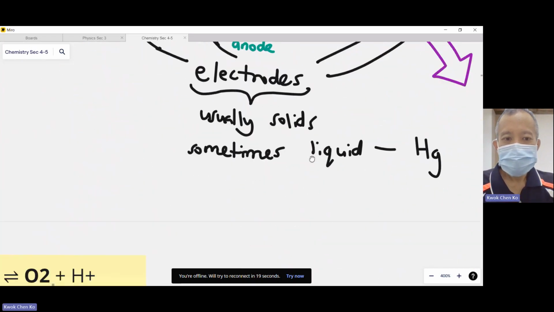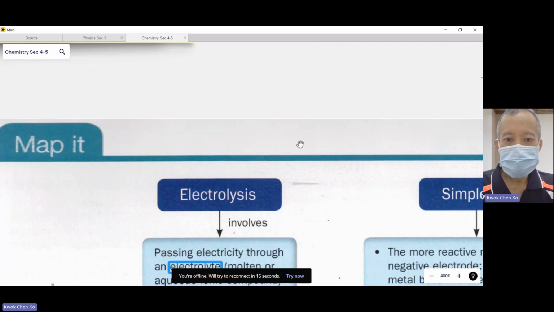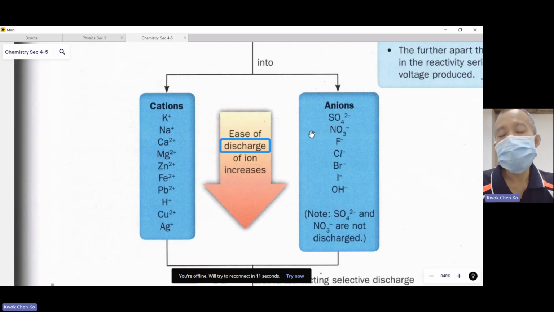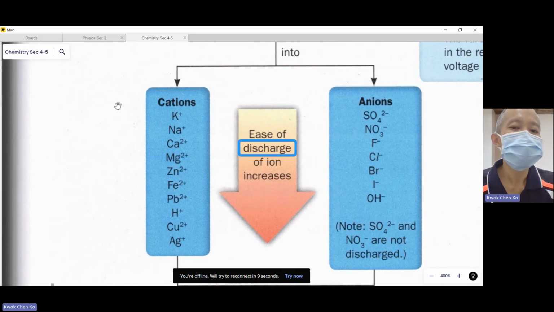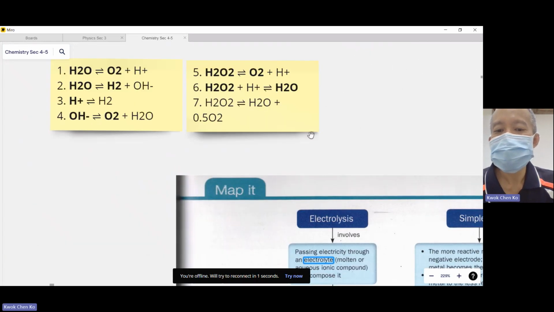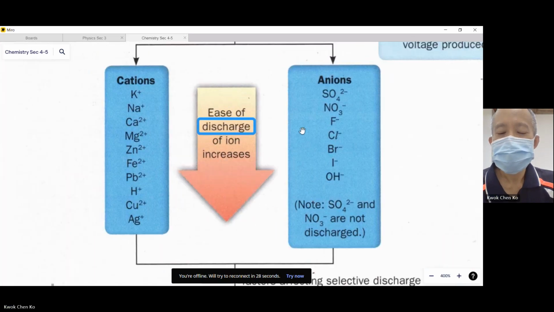But look at this whole list here. So you know what's the problem? Or not problem now, I mean your task. When you're given an electrolyte, you have to figure out what are the ions inside. I'll give you an example.